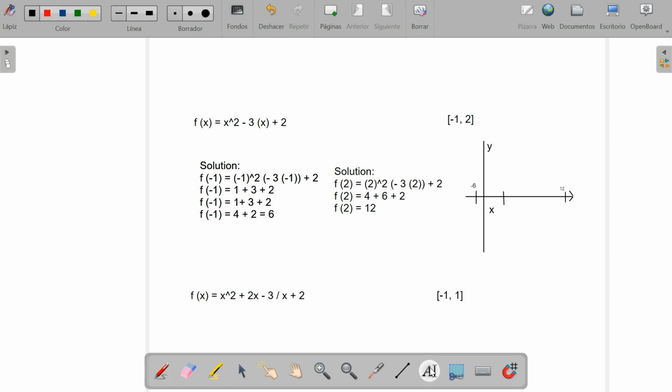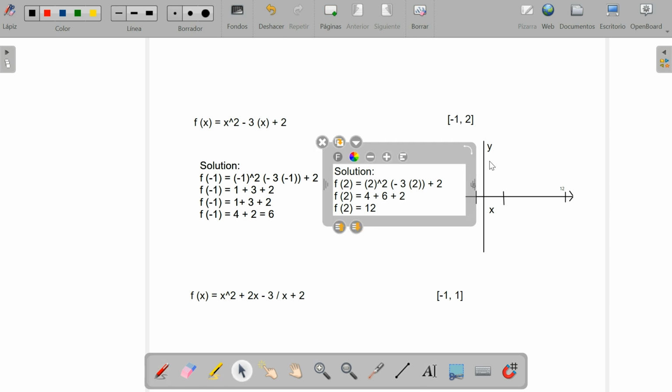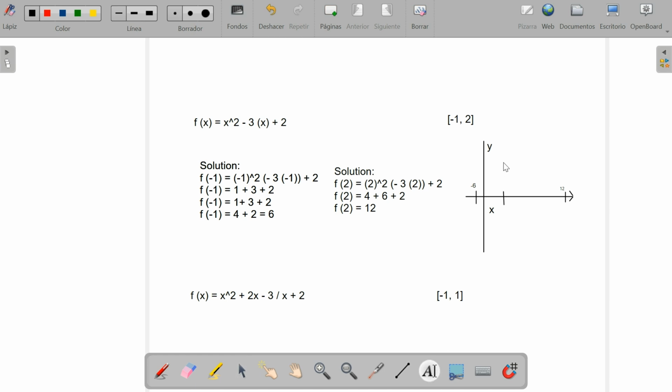There are people that at the end put the solution in this way. They put it like this: -1, comma 6, for example, and they put it like this.